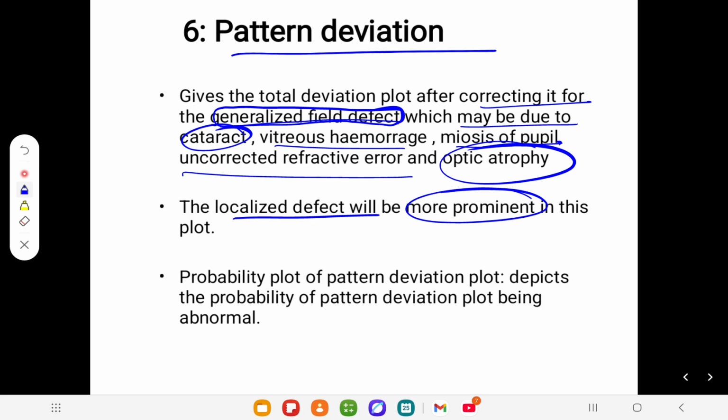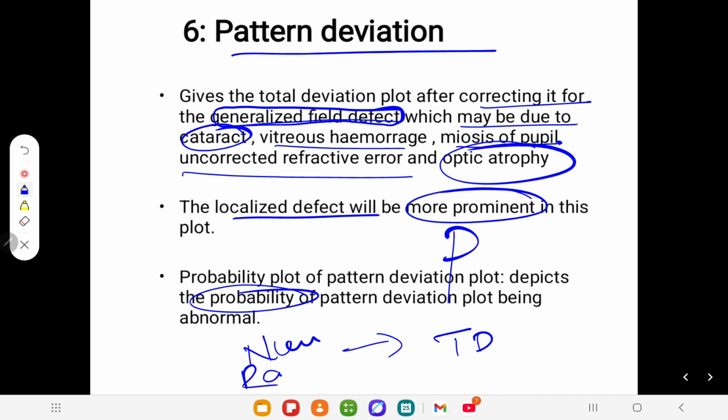The probability plot of pattern deviation depicts the probability of the pattern deviation being abnormal. Because, as we already know, the probability plot is depicted by P, and for P we have four signs: less than 0.5%, less than 1%, less than 2%, less than 5%, and these signs will depict the pattern for us, isn't it?